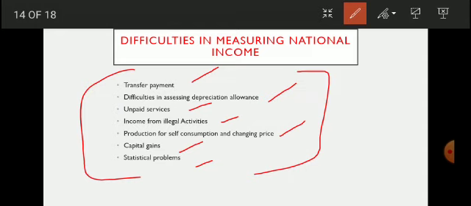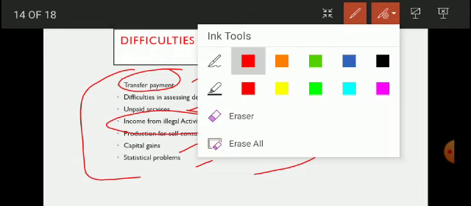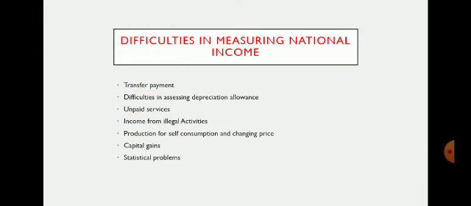For example, we can take illegal activity. We are not able to measure how much they are earning. Drugs, cocaine, they are selling drugs and cocaine, how much they are earning, we cannot measure. We can take an example for the transfer payment. We are giving some gift to another person, so it is not calculated in the national income. So these are the various difficulties we are facing to measure the national income.